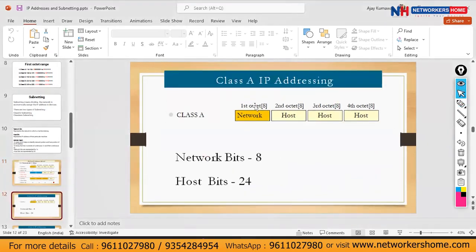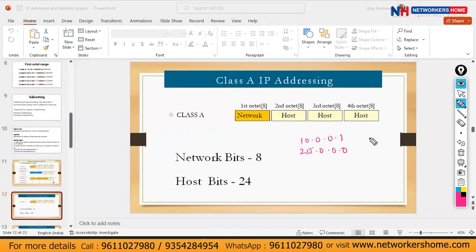So this is about class A. We are doing some calculation for class A. We must know that we have designed the network, but how many addresses are there in one network? If to a system I give a class A address 10.0.0.1 and then I give the subnet mask 255.0.0.0, how is my system going to know how many other systems are there in my network? So that calculation we are going to do right now.